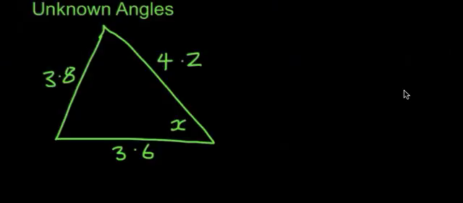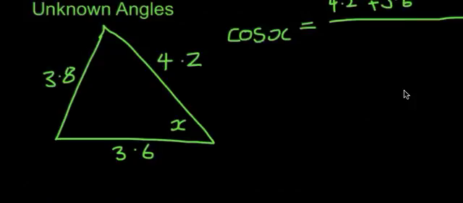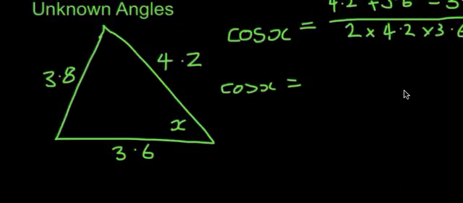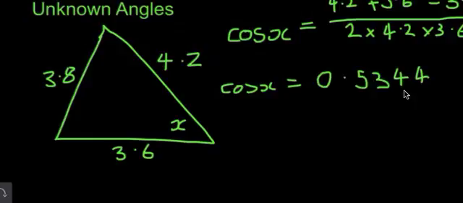If I have this following triangle, then what I need to find is the size of the angle x. So we write out the cosine rule. Cos x is equal to 4.2 squared plus 3.6 squared minus 3.8 squared, all over 2 times 4.2 times 3.6. So we find that cos x is equal to, using our calculator, and we enter that in exactly as it looks, approximately 0.5344. That's what the cosine of x equals.